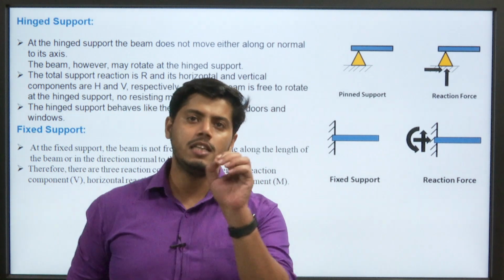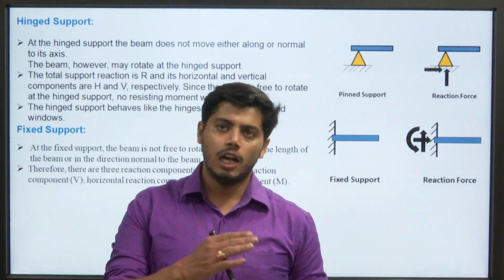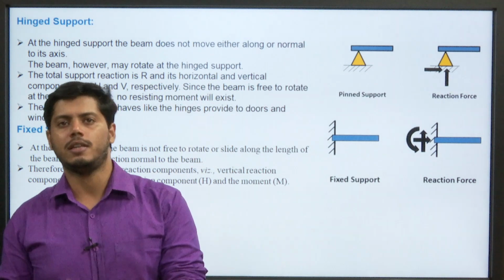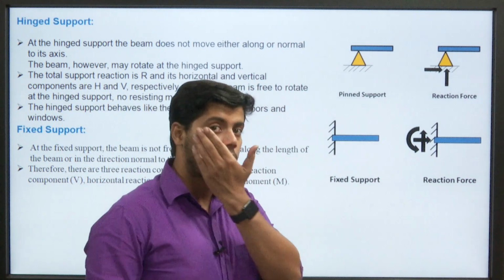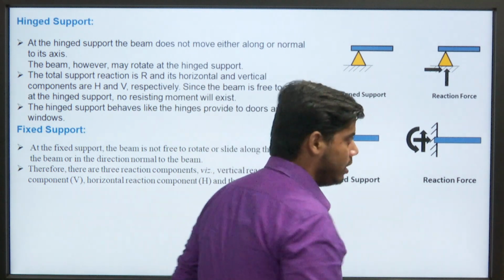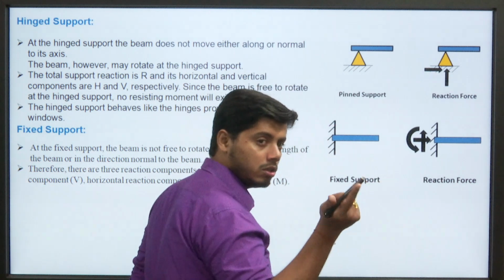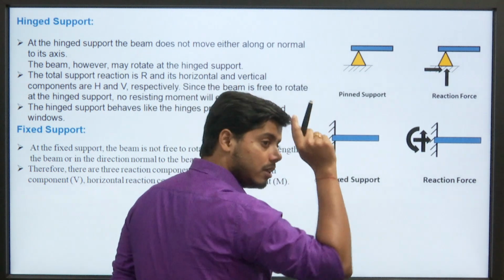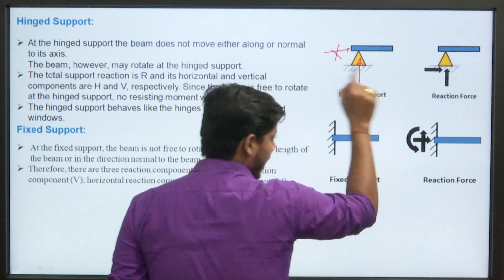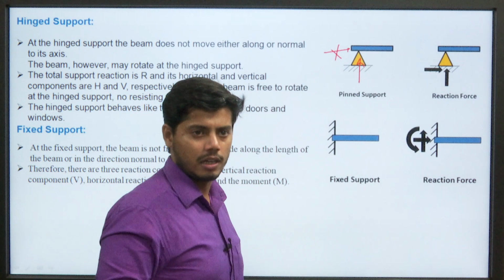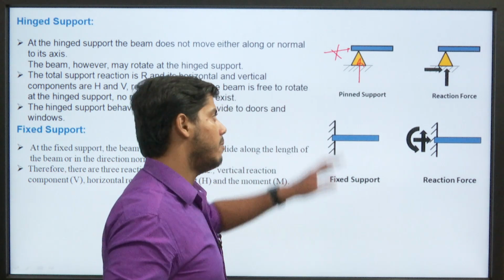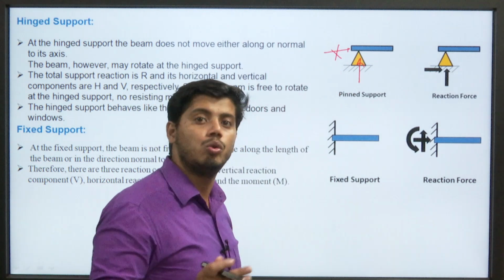Hinge support is a support where the beam does not move either along or normal to the axis. It means that at a hinge support there are two kinds of reaction force, because we are resisting our beam from moving along its axis or perpendicular to its axis, either horizontally or vertically. Such a type of support is known as a hinge support.